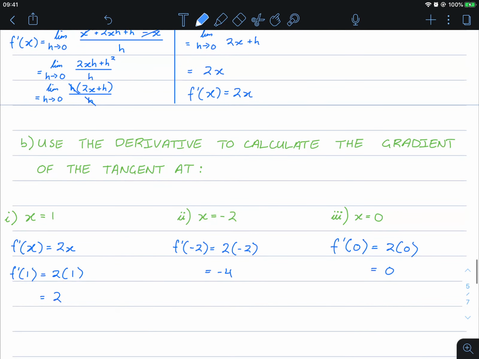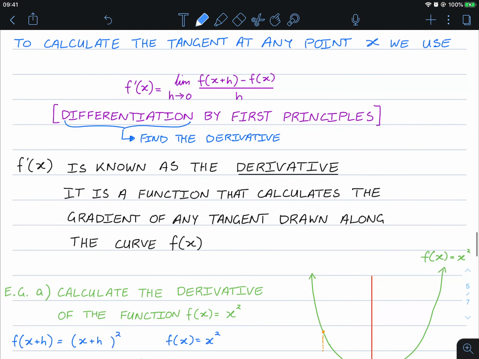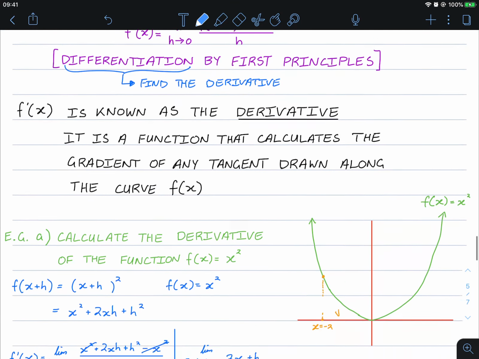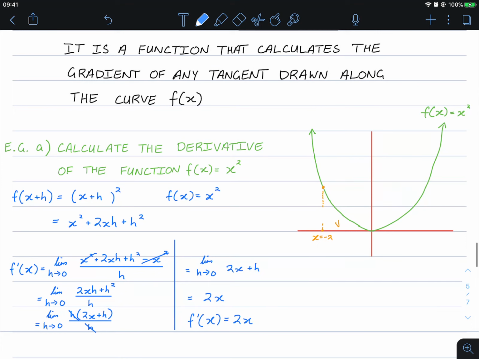So I hope that really gave you an insight into the foundations of differential calculus, and you understand how we found the derivative and that it calculates the gradient of a curve at any point. Hope to see you in the next video.